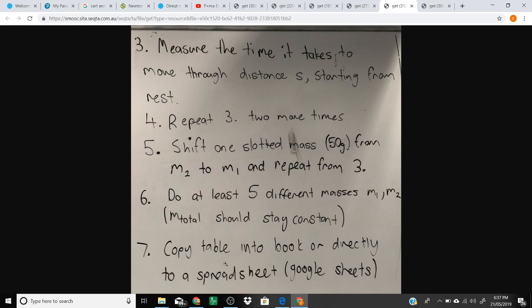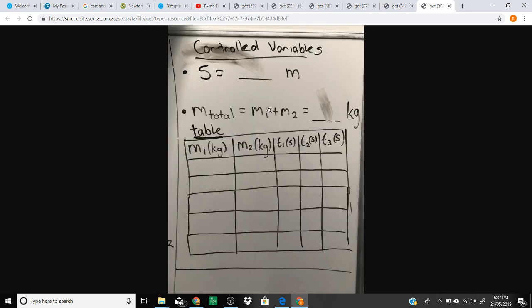Okay, copy the table into a spreadsheet. We'll be going through the data analysis later, but here's something that you could use. The controlled variables are s, the distance that you're going to let the cart move through, and the total mass. Then you can construct this table. Just make sure you don't mix up your M1 and M2, because my theory is not the same as what I put in my method, so I'll repeat that again.